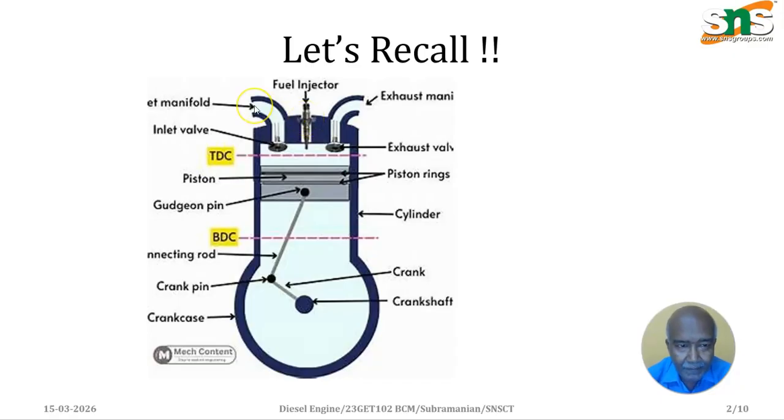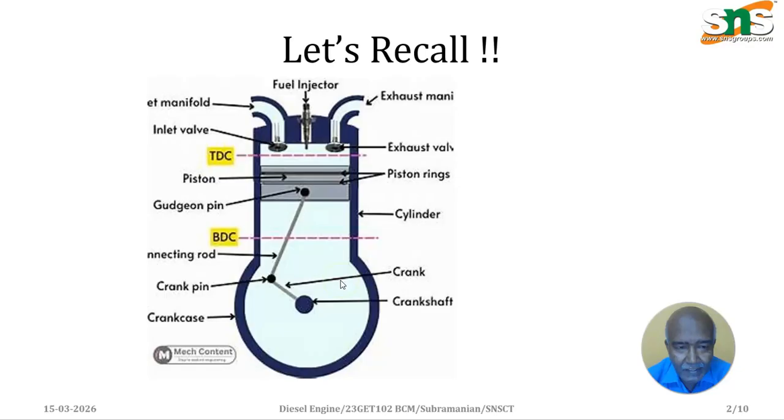There will be an intake manifold and an exhaust manifold, and the piston moves from TDC to BDC, that is, top dead center to bottom dead center. There are an inlet valve and an exhaust valve, located in the inlet manifold and exhaust manifold. The gudgeon pin holds the piston and connects to the crank pin through the connecting rod, and the crank pin is connected to the crankshaft through the crank itself, and this sits on the crankcase.